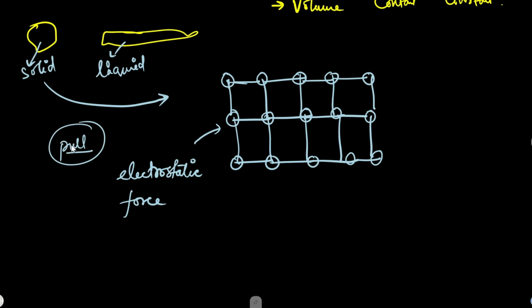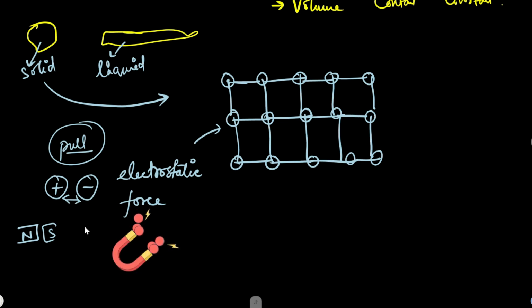When we get to higher classes, we'll learn about positive and negative charges. Like two magnets, north and south poles attract each other. Similarly, positive and negative charges also attract each other. Like poles repel, and unlike poles attract. In the same manner, unlike charges attract. So when unlike charges attract, this means there is a strong force between two molecules inside the solid.